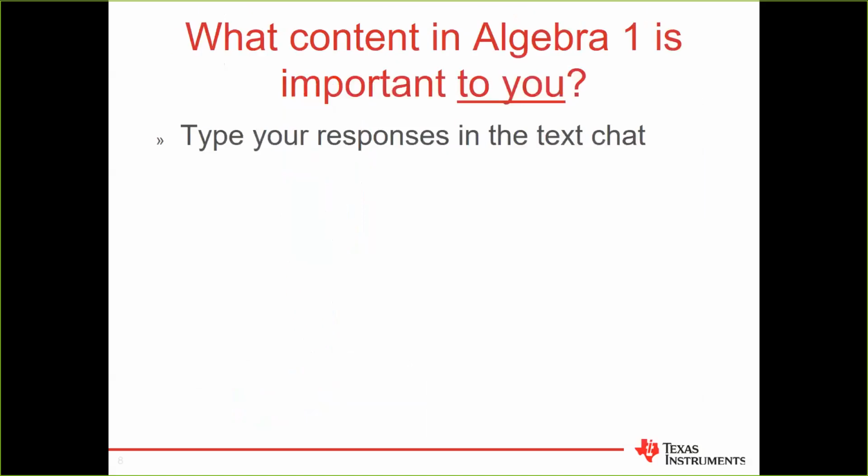Okay. So we have a little chat here where we want to get a poll of what you think. We're asking the question, what content in Algebra 1, or if you have an integrated curriculum, the first year math course, is important to you? What content is important to you in that course? We're going to give you about 2 to 3 minutes here to respond to this so we can get a pretty decent sample.